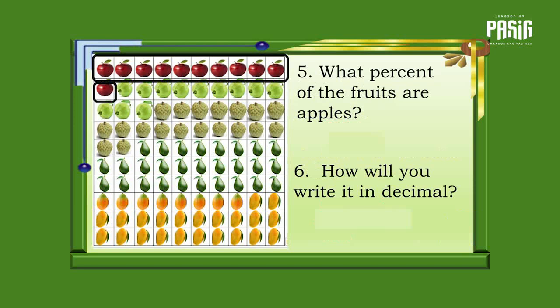Question number 5. What percent of the fruits are apples? And here are the apples. I'll give you 5 seconds to count. And your time is up. So there are 11 apples, and that would mean 11%. Question number 6. How will you write it in decimal? And the answer is 0.11, or we should read that as 11 hundredths.